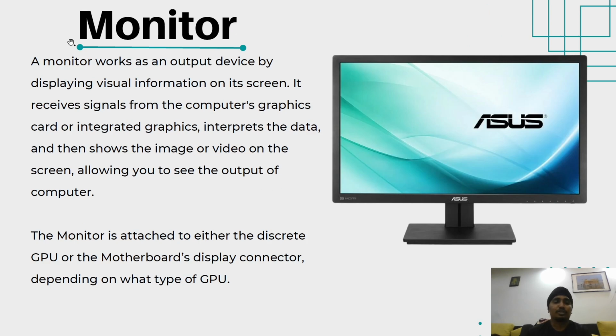Next is the monitor. The monitor is the main output for the computer, as it will interact with the user and display all the commands and prompts we give to the computer.